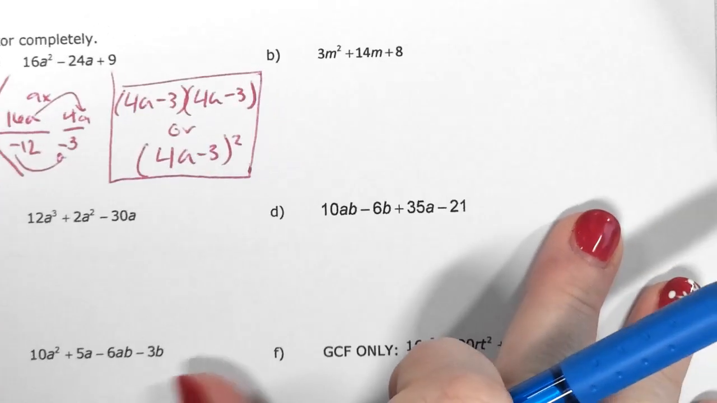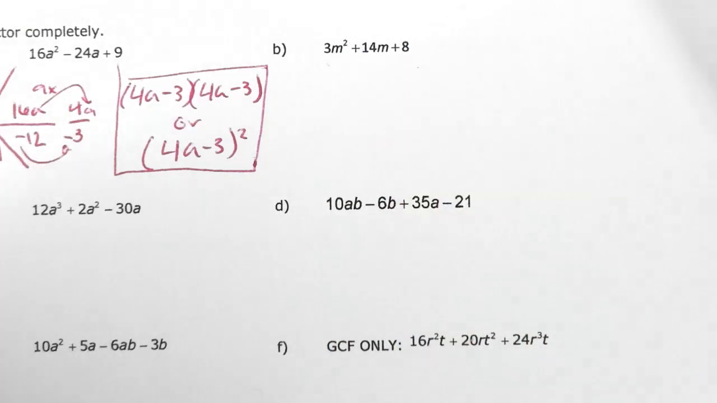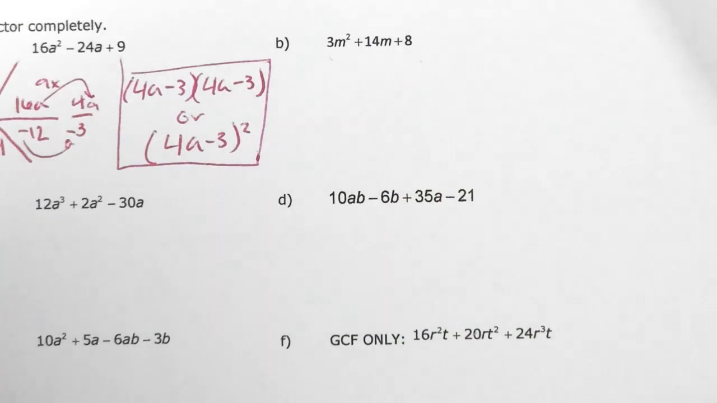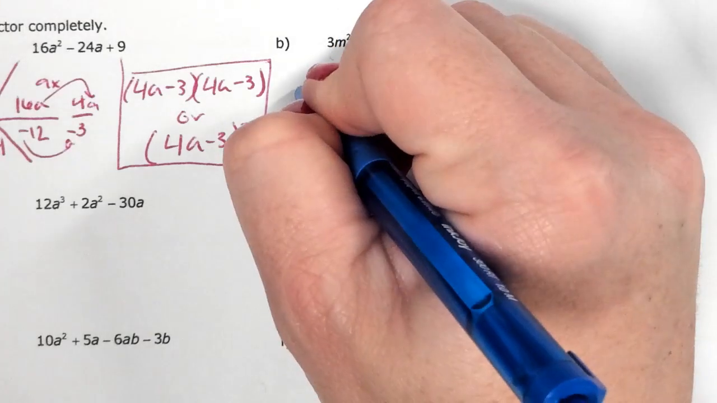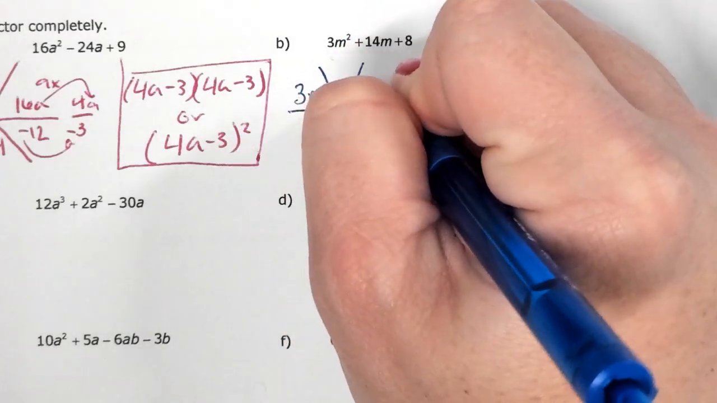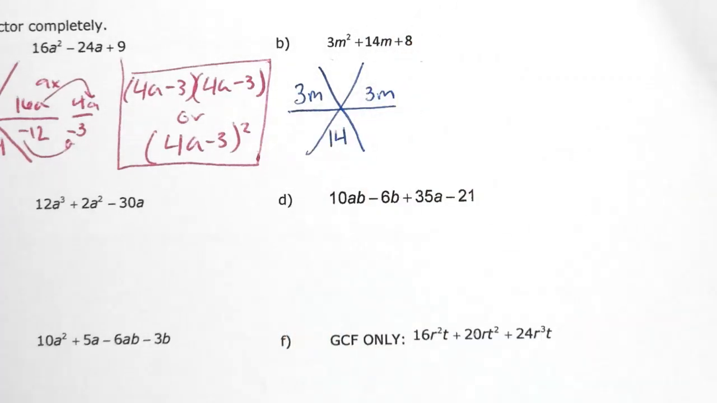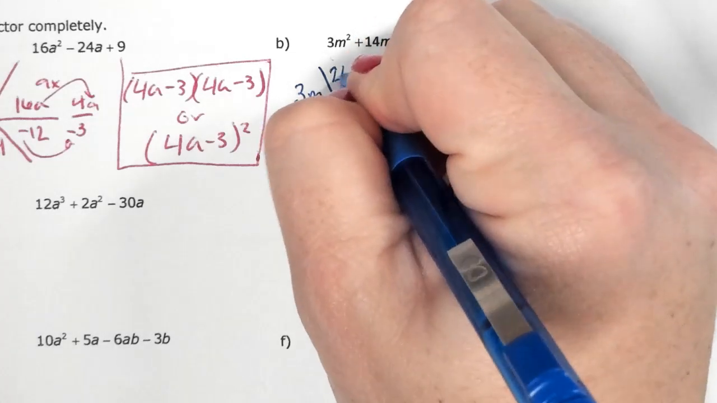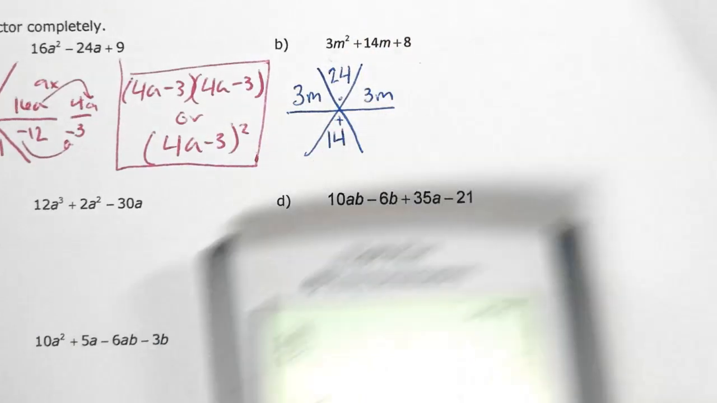Okay, B has smaller numbers, which we like. 3 is my smallest number, does not go into 14 or 8, so we know that there is no GCF. A is 3, so we have 3m. And then B is 14. And then A times C, 3 times 8 is 24. What multiplies to give me 24 and adds to give me 14?